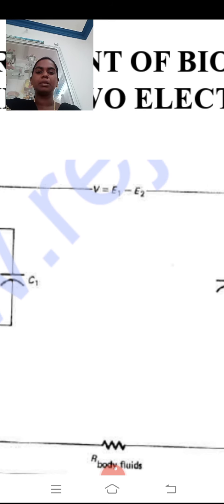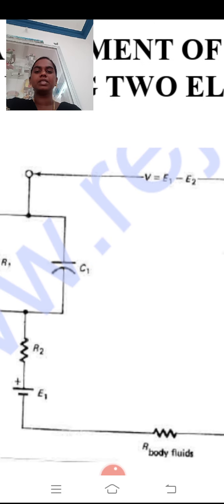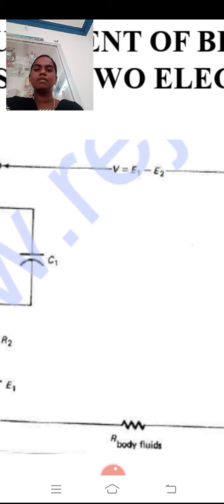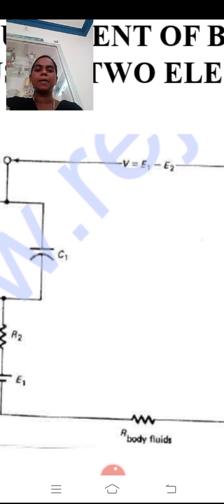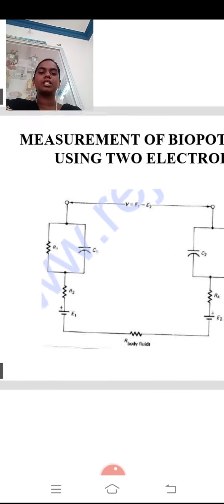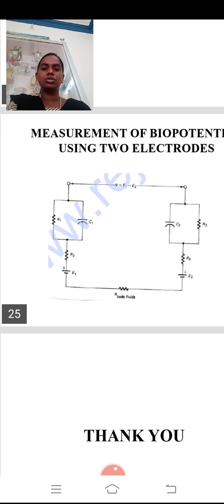Finally, the result is obtained: total voltage V is equal to E1 minus E2. A variation of plus or minus 5 is acceptable, but if it exceeds that, there are some problems in the electrode system, and we have to repeat the process one or two times to find a very accurate result. This is the measurement of biopotential using two electrodes.